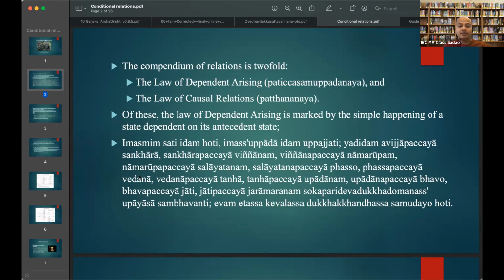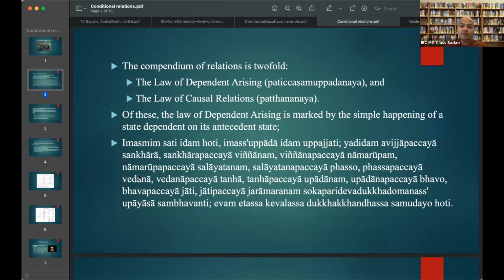Because the paticcasamuppada naya shows you both ways, anuloma and patiloma order, of the relationship between cause and effect, whereas in the Patthana naya you see the causalities taking place. You see the mutual relationship, mutual dependency, a mutual relationship that is taking place when you try to understand the reality as it is, or the phenomenal existence.